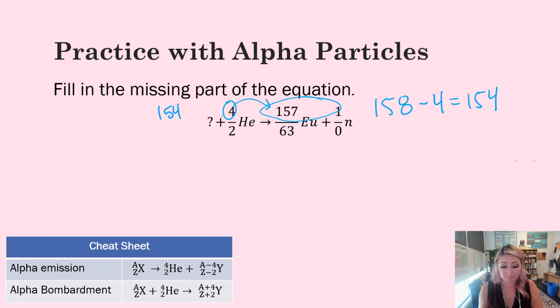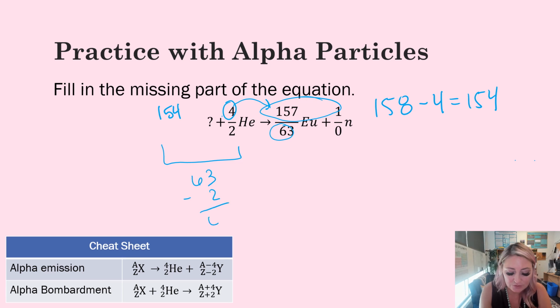Working backwards, 63 is your total number of protons. Well, we need to come up with 63 protons here. We've already accounted for 2. So the atomic number for this species has to be 61 because 61 plus 2 gives us 63. Looking at your periodic table, it is Pm, promethium-154. So this one takes a little bit more brain power, but it's still the same logic, making sure that you add up your mass numbers and your atomic numbers to come up with equal sides.